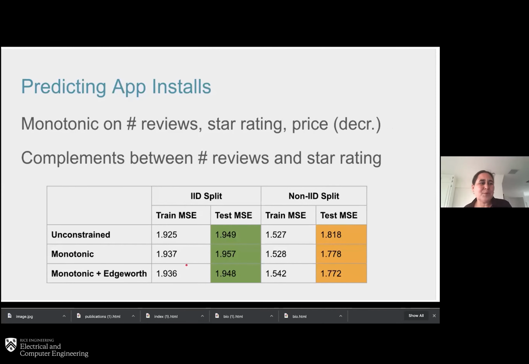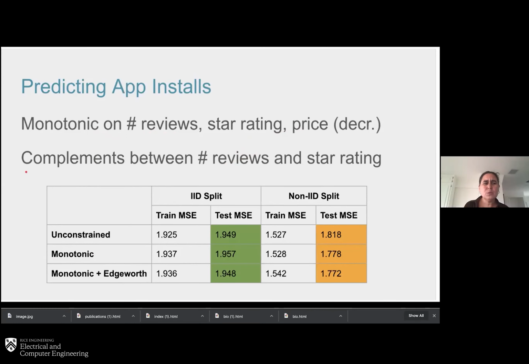So here's an example where we're predicting app installs. We'll start out with an unconstrained model, and then we'll add in a constraint just to be monotonic. We'll make it monotonic on the number of reviews. So we'll say the more reviews an app has, the more likely we think other people will install it. And the higher the star rating the app has, the more likely we think other people will install it. And the lower the price is, we think more people will install it. So we're imposing those three monotonicity constraints for this monotonic line here.